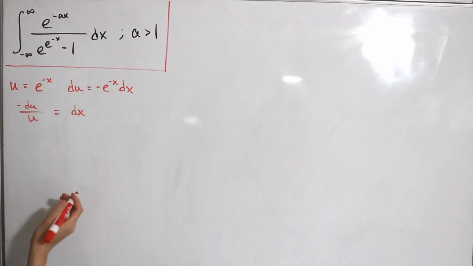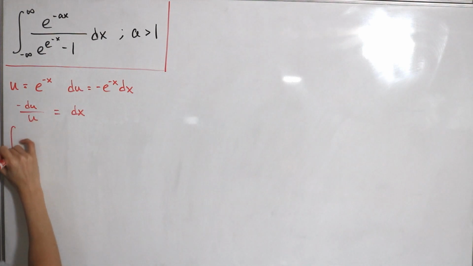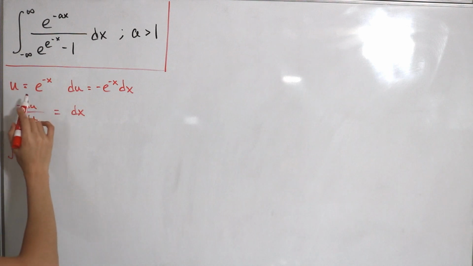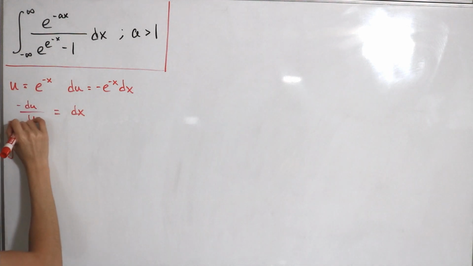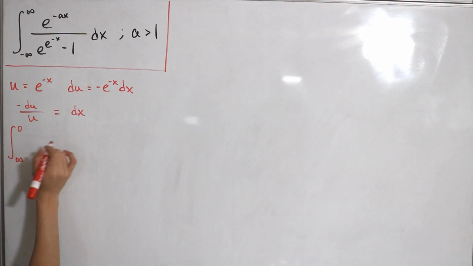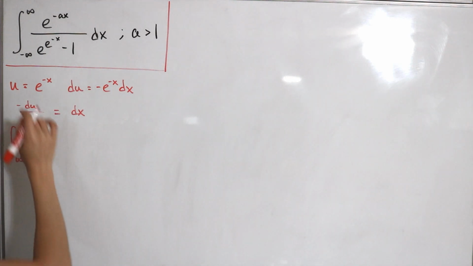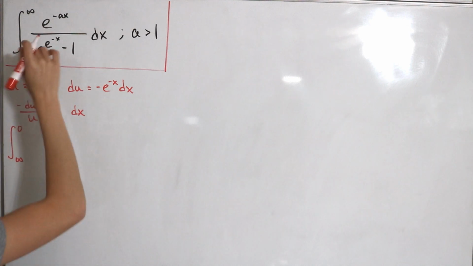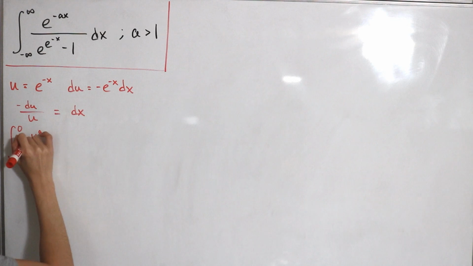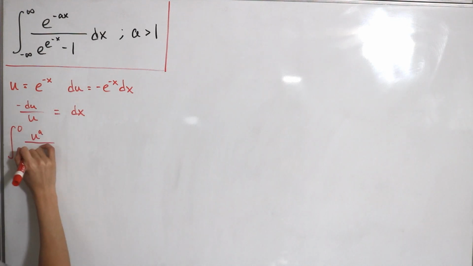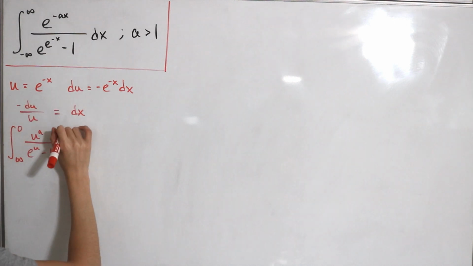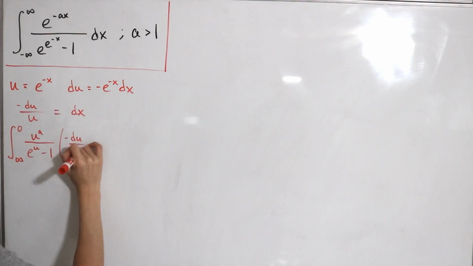From here, we can perform our substitution, and we have to write in our new bounds. For x equal to infinity, that would mean this is going to be 0 as the upper bound. And negative infinity for x is going to be infinity for the lower bound. Then we plug everything back in: e to the negative x gets replaced with u, so it'll be u to the power a, all divided by e to the power u, subtract 1. Then we put in our new dx differential, negative du divided by u.